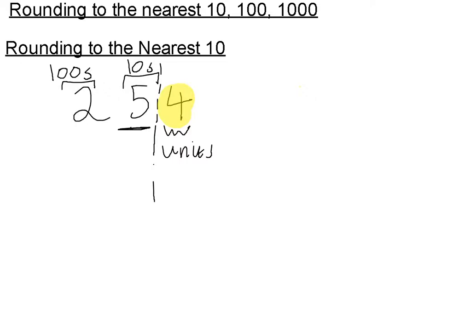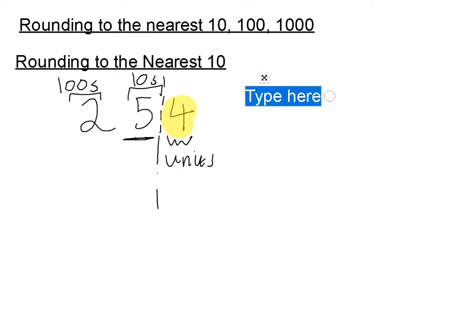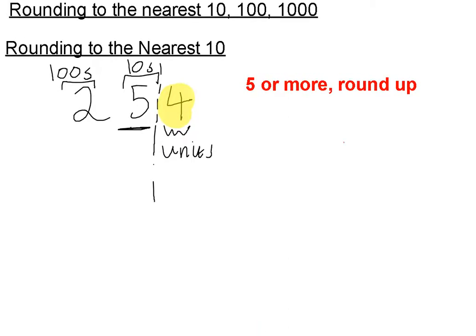That tells me to round down, because the rule is five or more, round up. So if we have a 4, that tells us to round down, which means that I leave the 5 and the 2 as they are, and everything after that dotted line becomes 0. So I end up with an answer of 250.